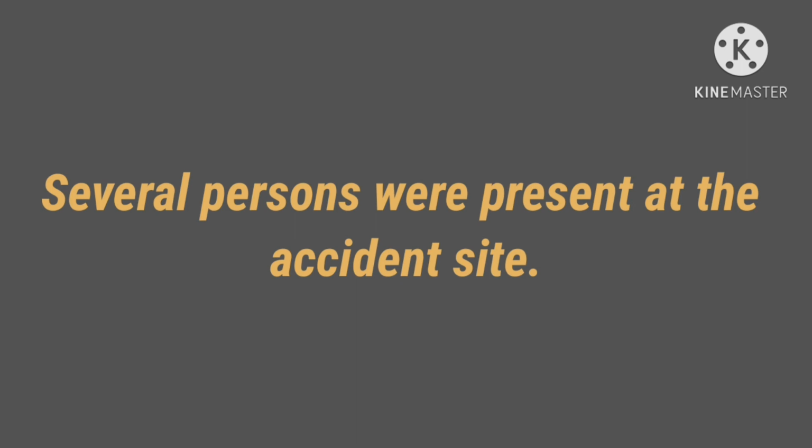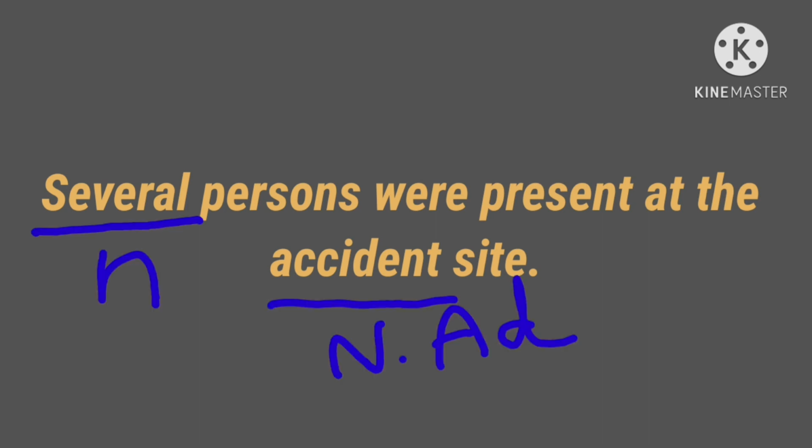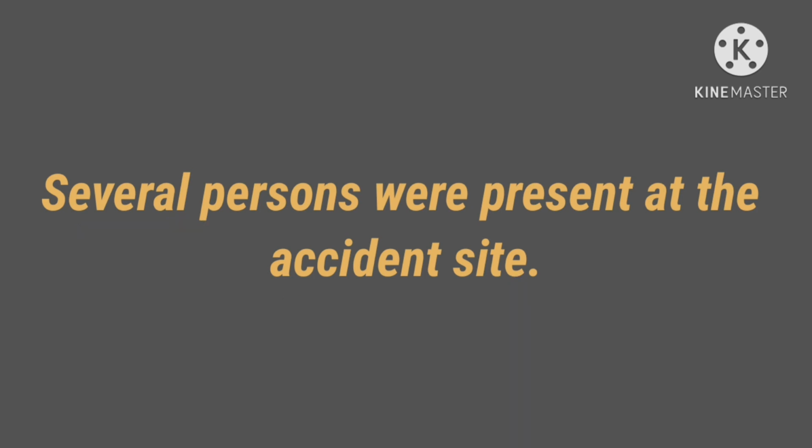Next, several persons were present at the accident site. Here, what are the adjectives? Several and accident. So, several, adjective of number; accident, noun used as adjective. Site is a noun. Here, the word before site, accident, is a noun used as adjective.